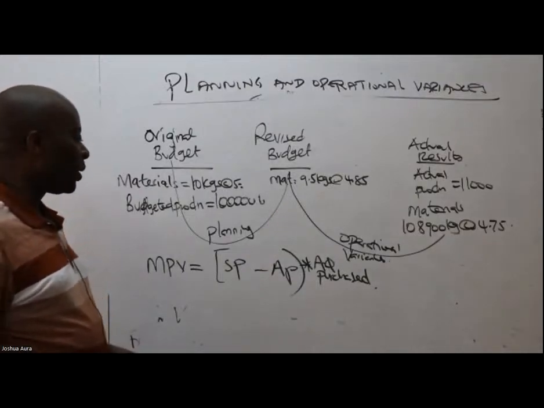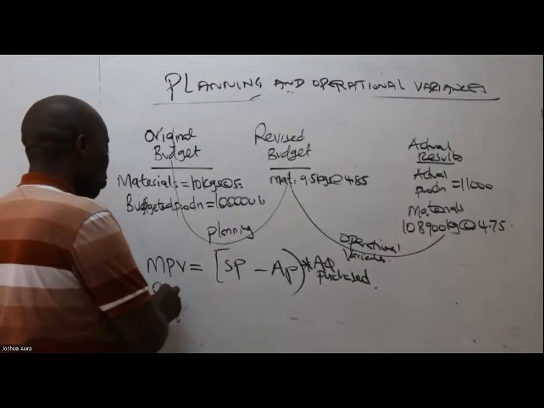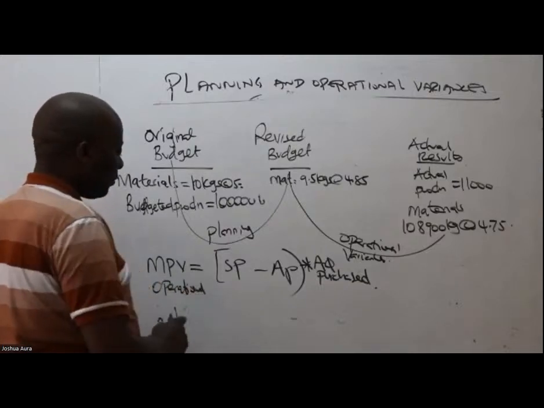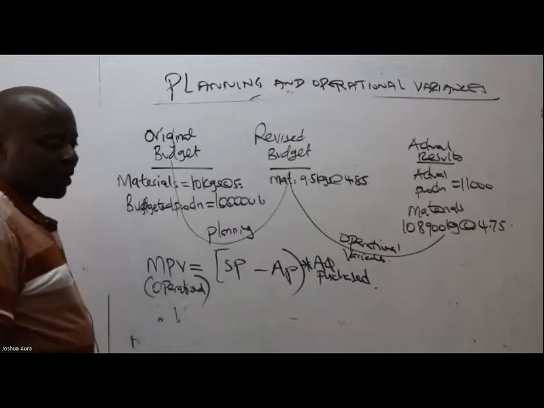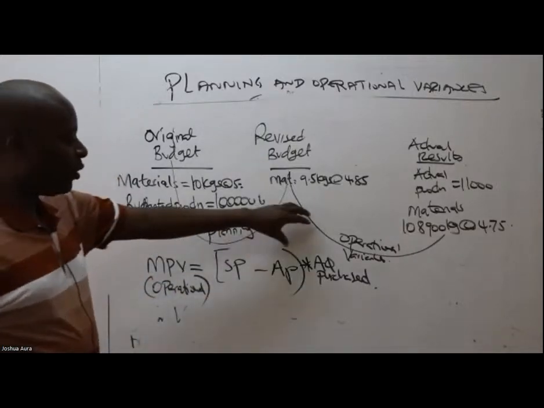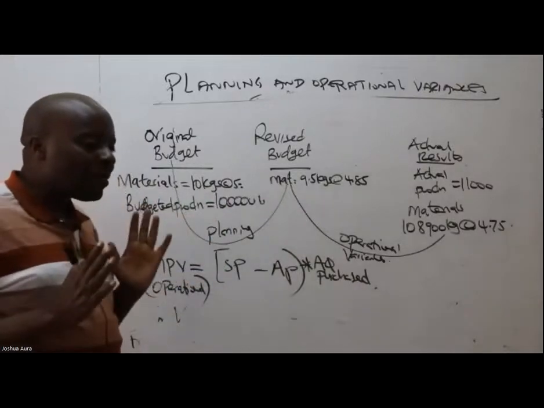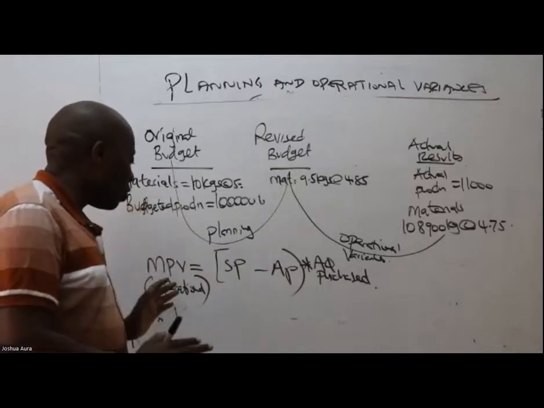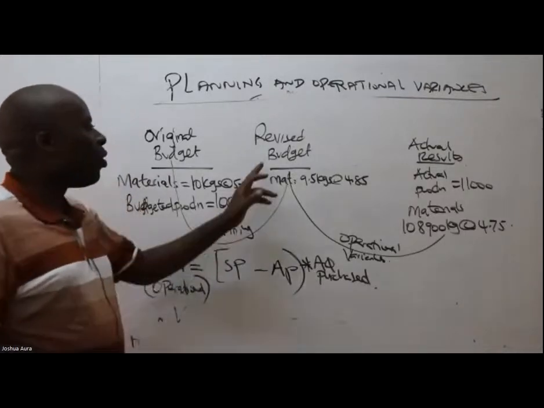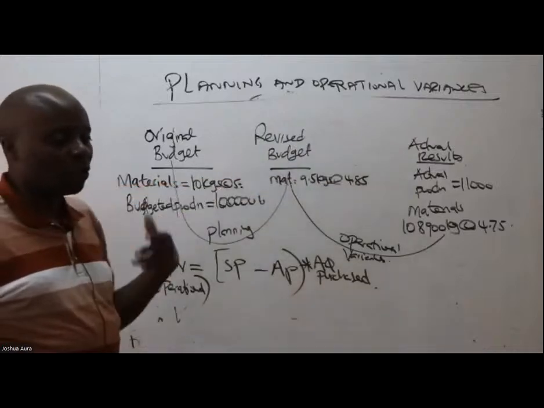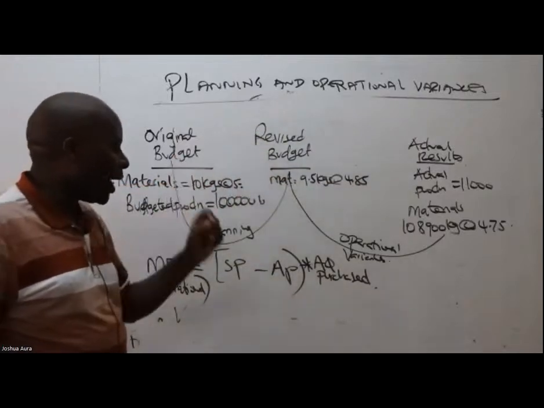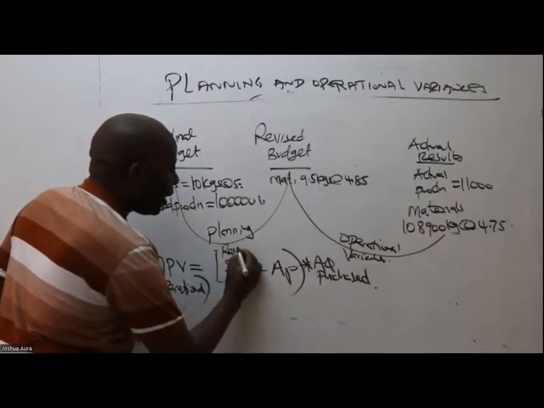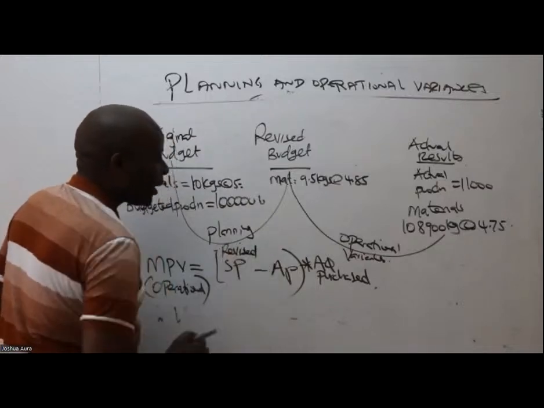Then with your permission, I would want to calculate the operational material price variance first. Ladies and gentlemen, listen to me very well. When I'm getting the operational material variance, I'm comparing the revised versus the actual. So this price has to be the revised standard price.